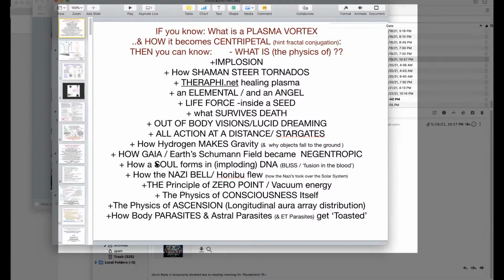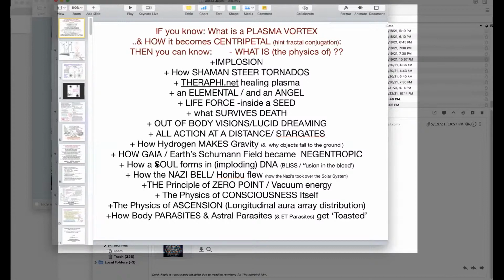So this is the turning point of human leverage in the ET history. And again, that whole story of the ET history I've been researching and assembling for 30 years is at fractalfield.com/fusion in the blood. And that fusion in the blood is the physics of bliss, and that's how you get a soul.